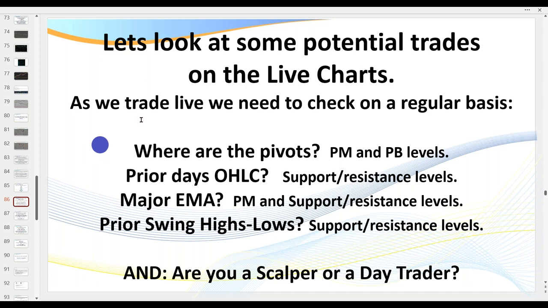So this is what we need to check, and this is where so many traders go wrong. They don't have their reference sheet printed out in front of them. You've got to be checking regularly, where are the floor pivots? Okay, the floor pivots are based on yesterday's open, high, low and close. Fortunately, nearly every trading platform calculates this on their own.